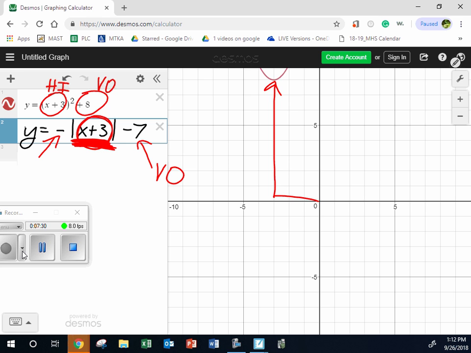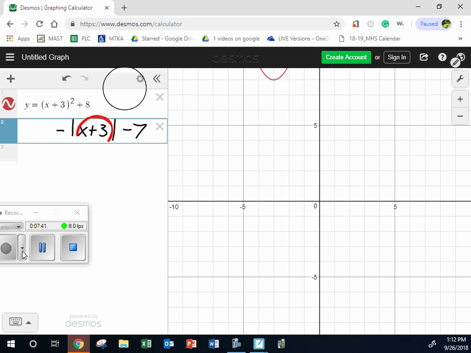Sketch what you think it should look like first. Do not type it into Desmos yet. Sketch it. And you let hi vo be your guide to what's happening. Horizontal, inside. Vertical, outside. Hi vo.